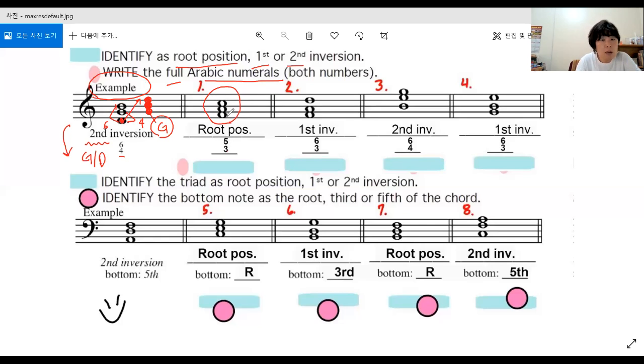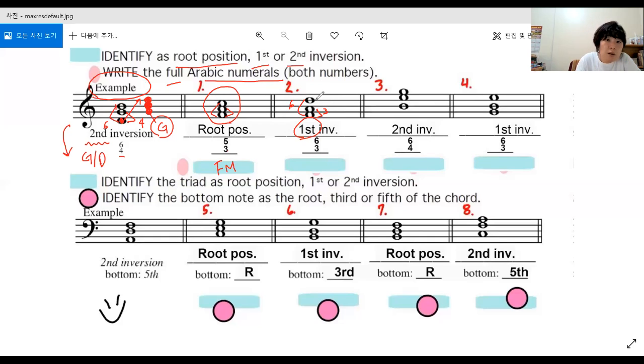You look at the interval first. This is 3. From the bottom to the top is 5. Then let's figure out what the chord name is. So this is F major. Okay, so here you look at the interval first. This is 3 and 6. So it means first inversion, right? So this is first inversion.